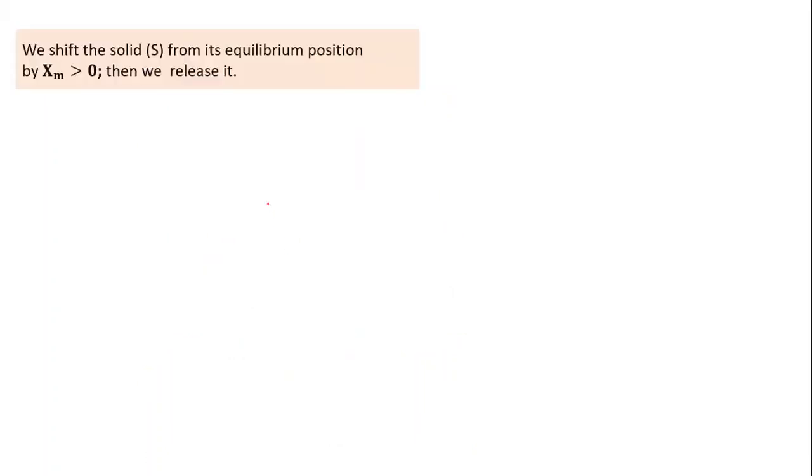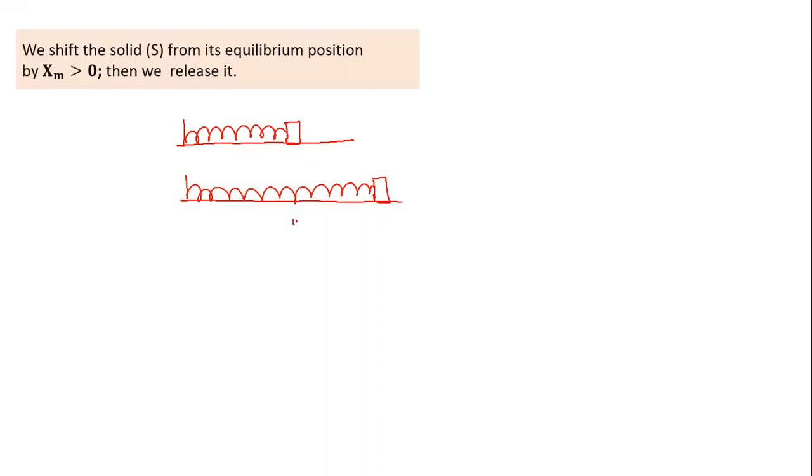Now, we shift the solid S from its equilibrium position by xm bigger than 0, and then we release it. So we'll study this case and we'll explain what will happen. So this is the origin, and we elongate it by xm bigger than 0. So the 0 here, and this is xm. And then we will notice that we will have oscillation, so it will also go to the minus xm here.